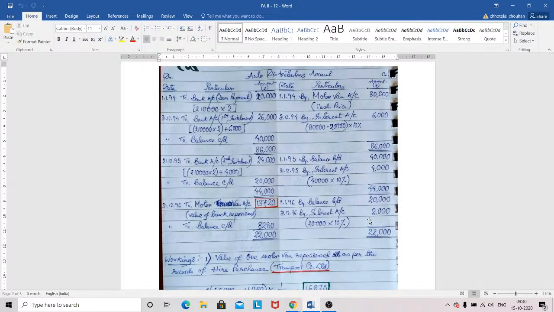Now come to the date of payment of installment. Okay, at the very end of the year you have to pay the installment, but unfortunately you are unable to pay that particular installment. Okay, you are not able to pay the installment, as a result the hire vendor repossesses one motor van.